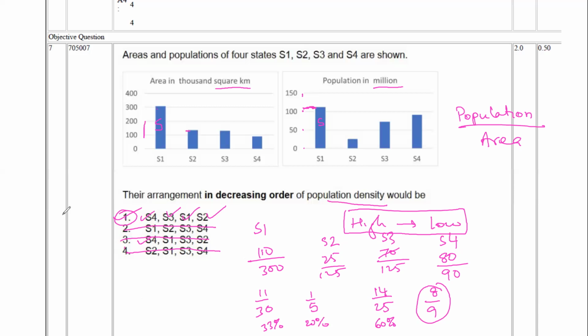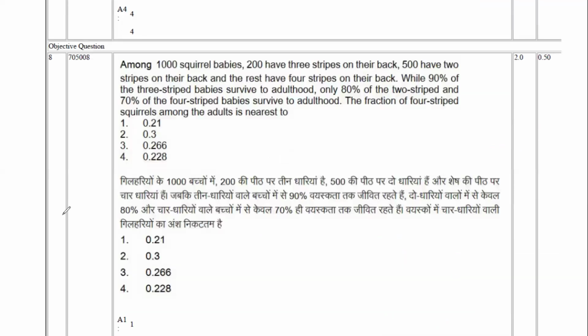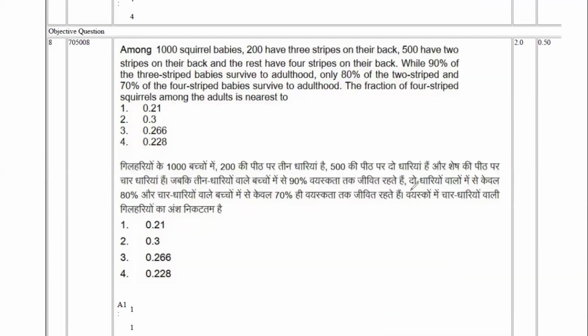Next question. Among 100,000 squirrel babies, 200 have 3 stripes. So as you read, keep making your notes. 500 have 2 stripes on their back, and the rest have 4 stripes. So the rest is 300 because there are 1,000 in total.